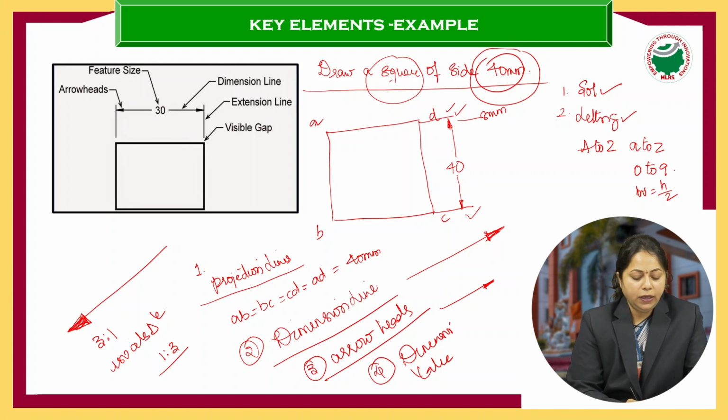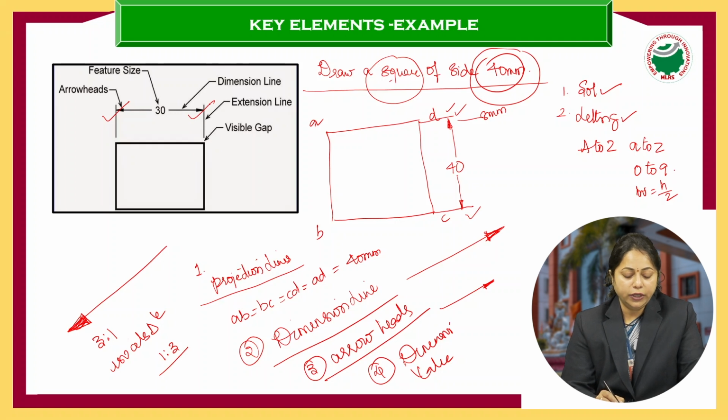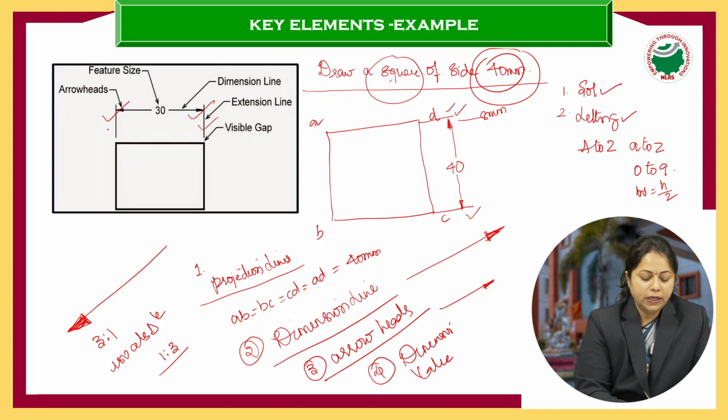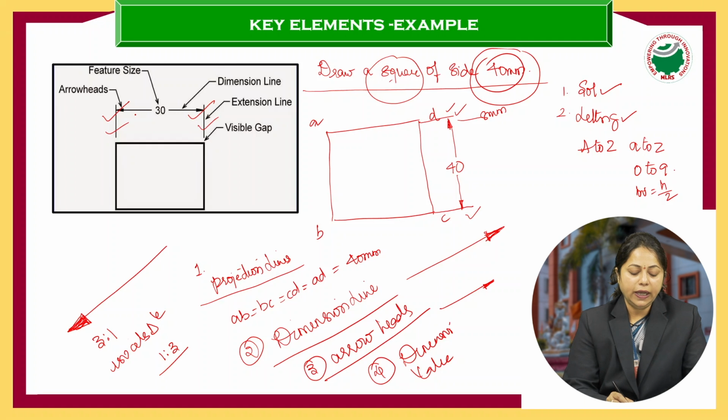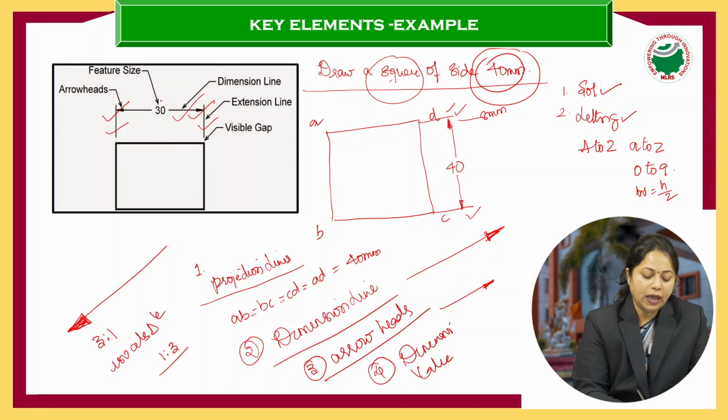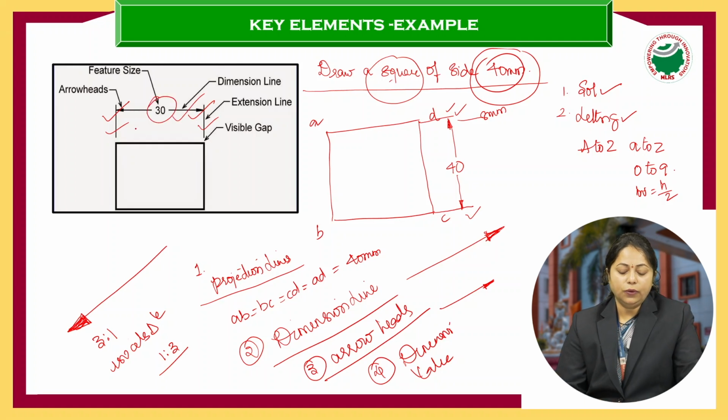The same is explained here. We have arrowheads on either side, which are in 3:1 ratio. These are the extension lines or the projection lines, and the dimension line as well as the dimension value.